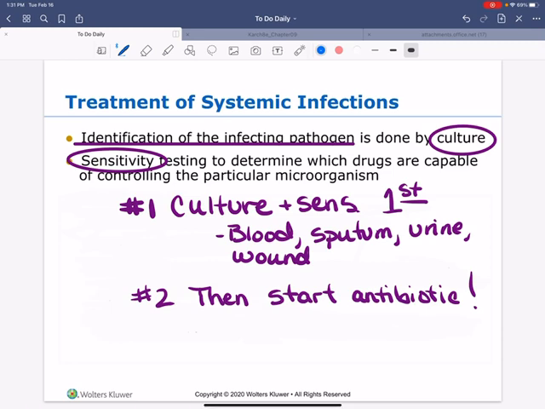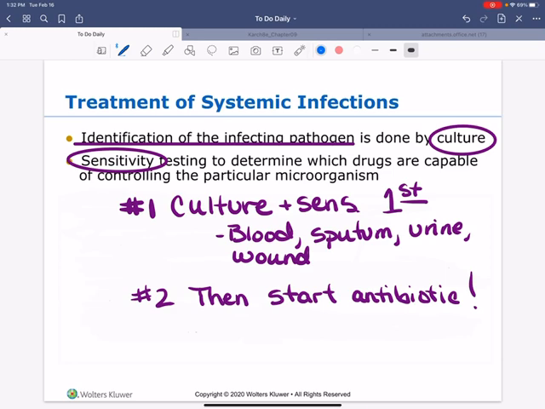So culture and sensitivity first. Why do you do that before an antibiotic? Because we want to capture the bacteria. And if you give the antibiotic first, there's a chance that you're not going to get a great sample of bacteria that's going to grow out, and then you don't really know what's going on. So you grab the culture and sensitivity first.